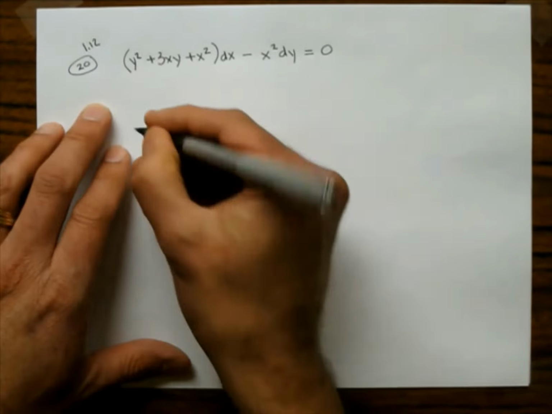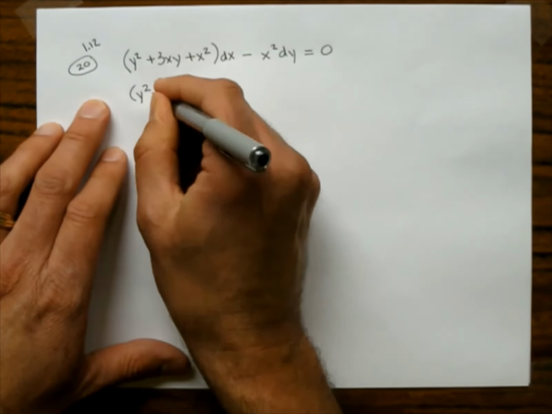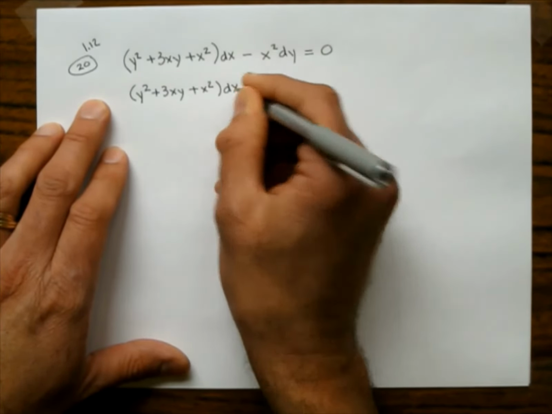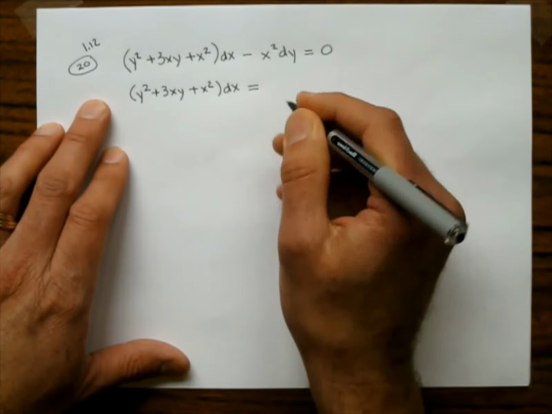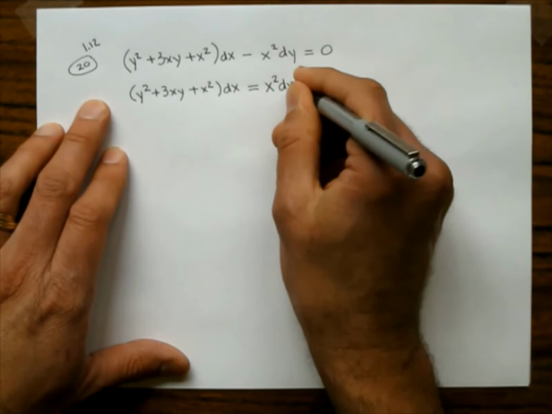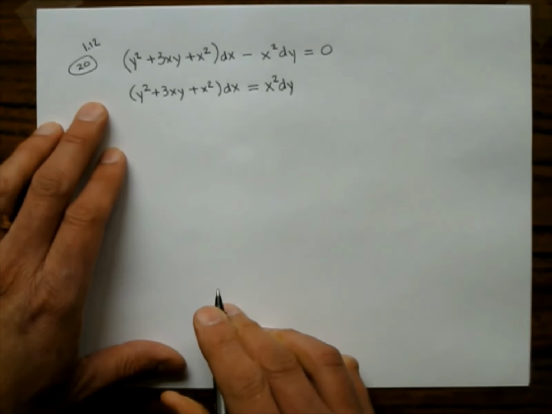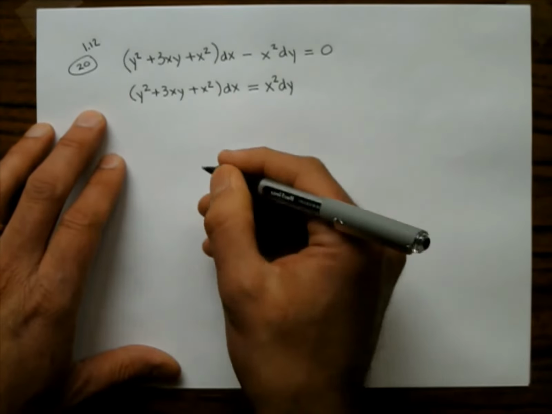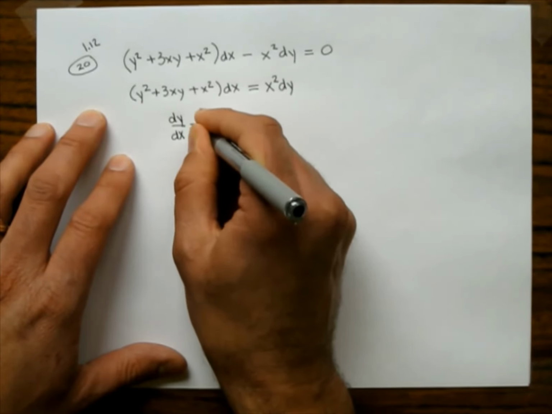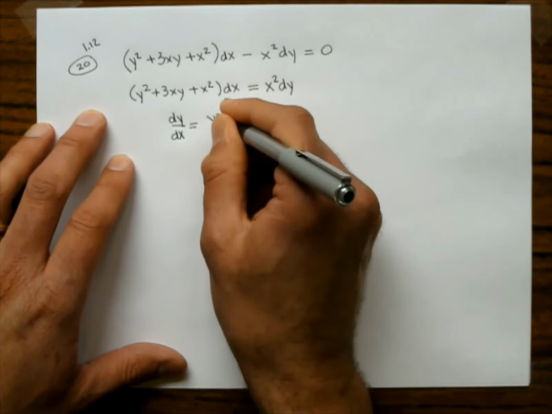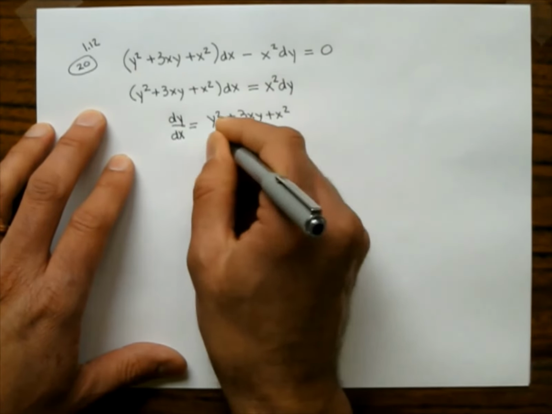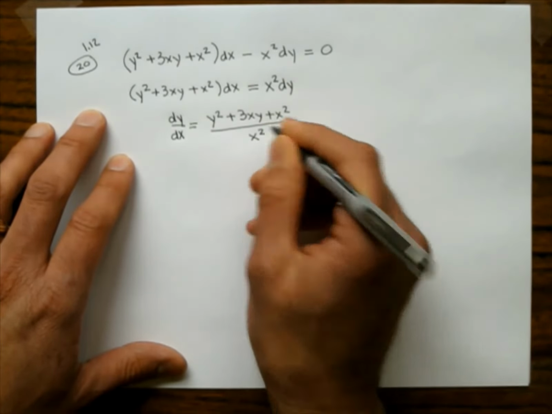Okay, I want to get dy dx all by itself. So the first thing I'm going to do is bring the negative x squared dy to the right hand side of the equation. So I'll just write x squared dy, divide both sides by dx, divide both sides by x squared, and I end up, I'll rearrange things too, dy dx equals y squared plus 3xy plus x squared. This is all over x squared.